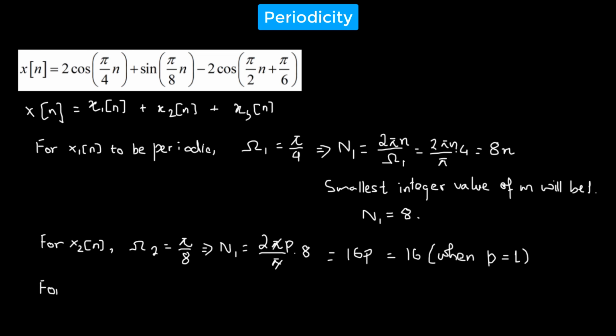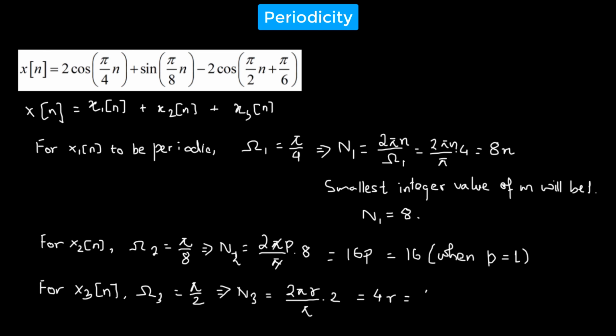Similarly, for the third signal x3 of n, we have omega 3 equals pi over 2. So we have N3 equals 2 pi, let's take r, divided by pi over 2, which is equal to 4r, and this will be equal to 4 when the smallest integer value of r is equal to 1.